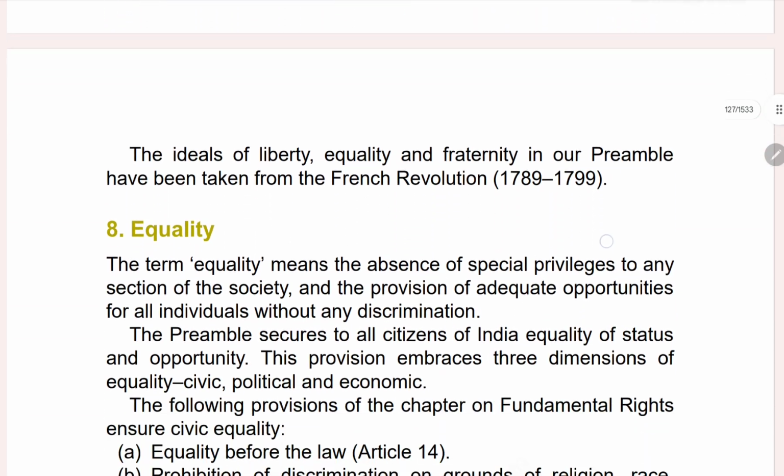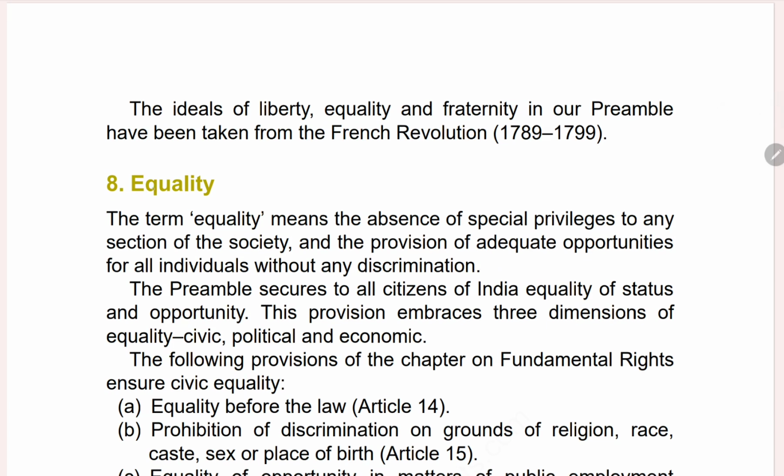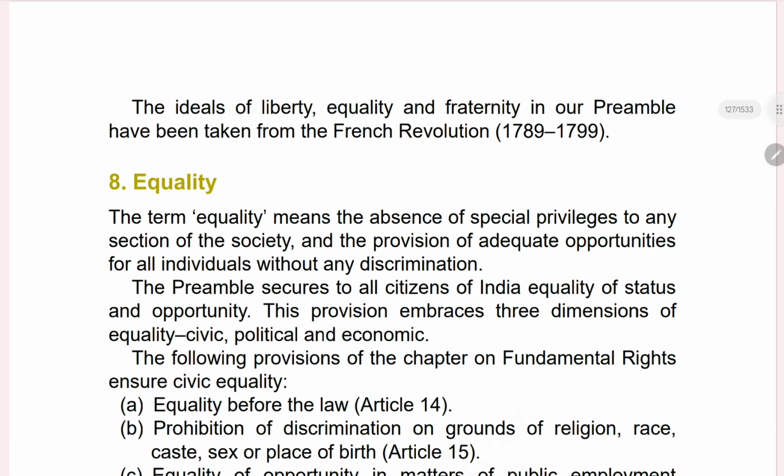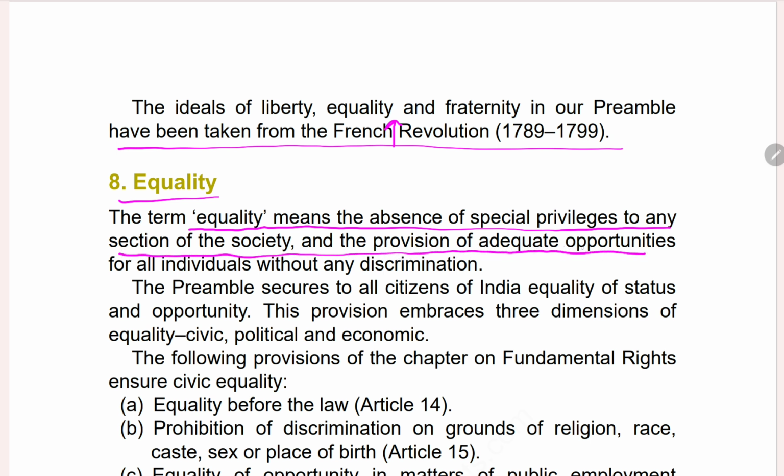Now we will see another concept, but before covering equality, we will see that the idea of liberty, equality and fraternity in our preamble has been taken from the French Revolution. The famous French Revolution, 1789 to 1799, talks about liberty, equality and fraternity. Now equality, what does it mean? The term equality means the absence of special privileges to any section of society and the provision of adequate opportunities for all individuals without any discrimination.